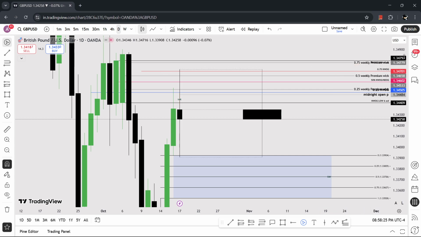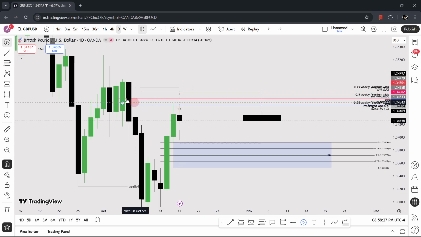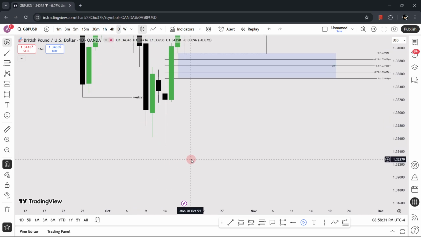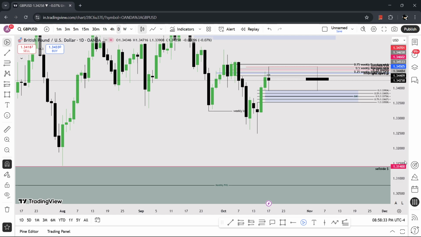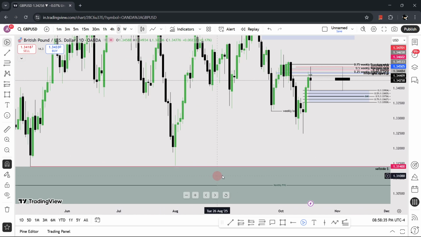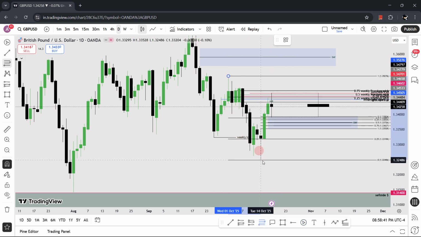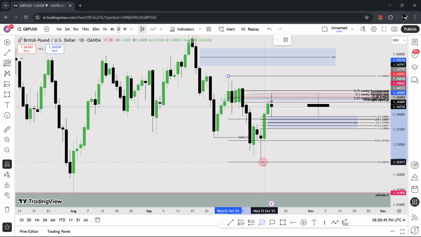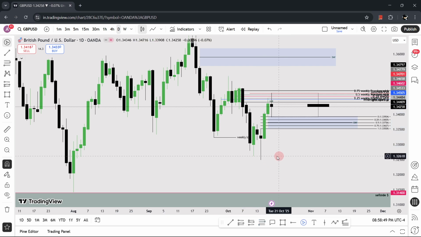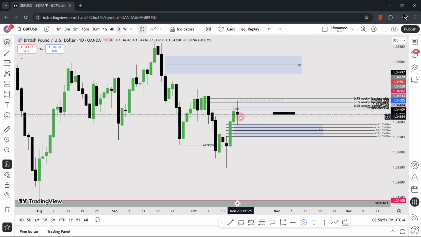Next week we have this buy side up there. We had this huge sell side, relative equal lows there. We are at around the 0.7 level, I think. Let's see what the market does in the next few days.